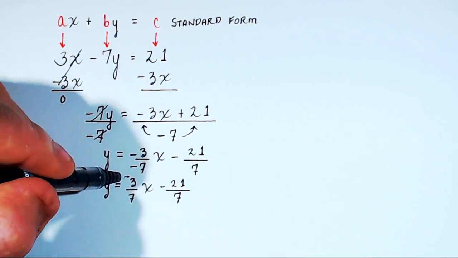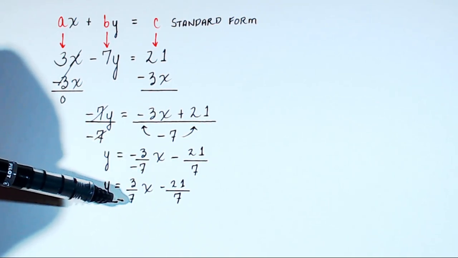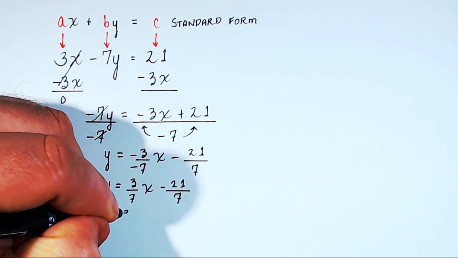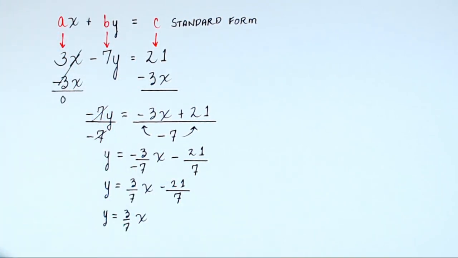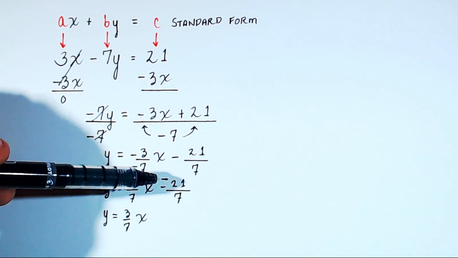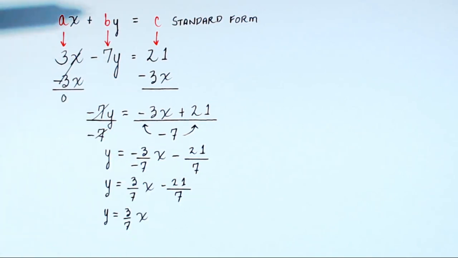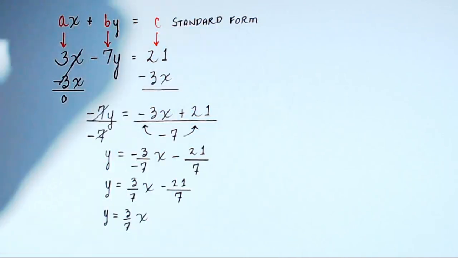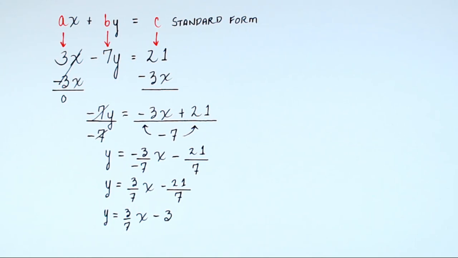3/7 cannot be reduced because both the numerator and the denominator are prime numbers. So we'll write y equals 3/7 x. But let's take a look at negative 21 over 7. 21 is not a prime number, and it can be divided by 7. What is 21 divided by 7? We find that it's 3. So I have y equals 3/7 x minus 3. Now I claim we have the equation in slope-intercept form.